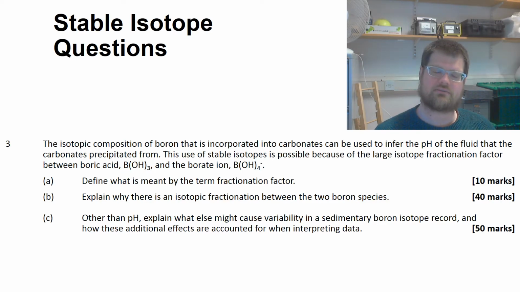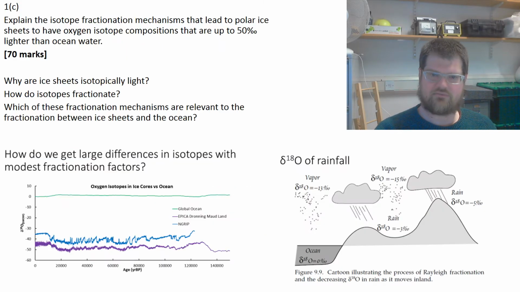So hopefully that has provided at least the bare bones of what should be in that kind of answer. If we flip back to this slide here, we've identified the processes that go on to form the ice sheet: evaporation, and then sequential condensation, Rayleigh distillation. And we've also identified the mechanisms of those individual isotope fractionations. There's an equilibrium fractionation, which is responsible for most of the isotope fractionation, and that is due to the isotope preferring to be in a more strongly bonded environment. Whereas there is also a small kinetic isotope effect.